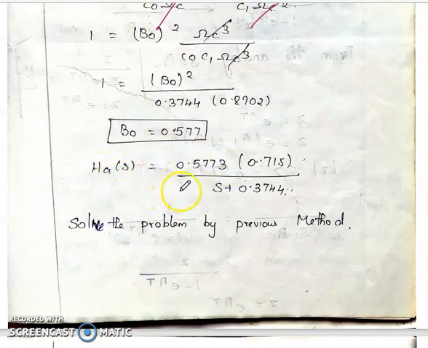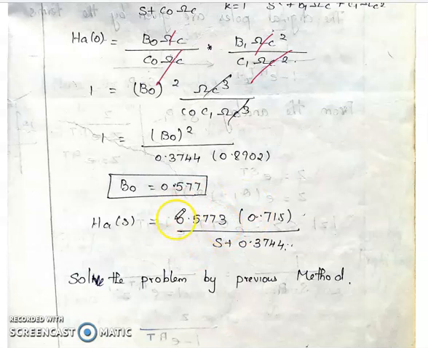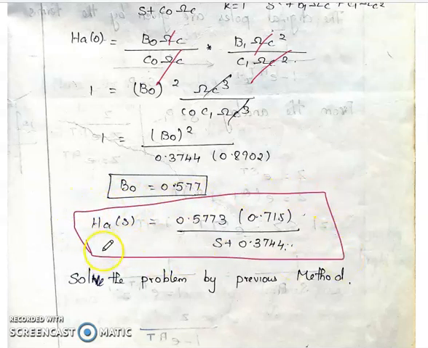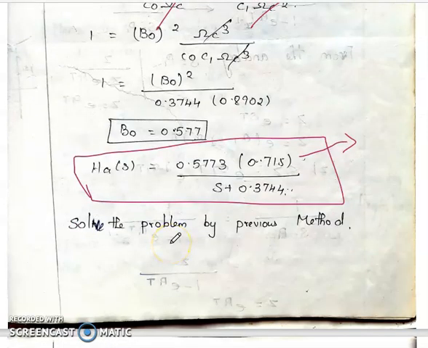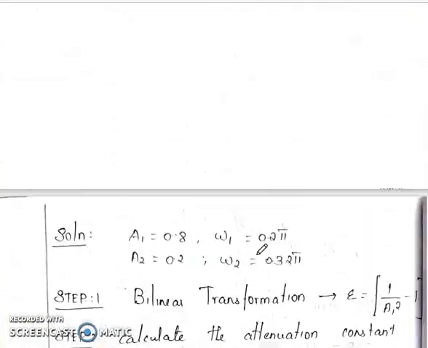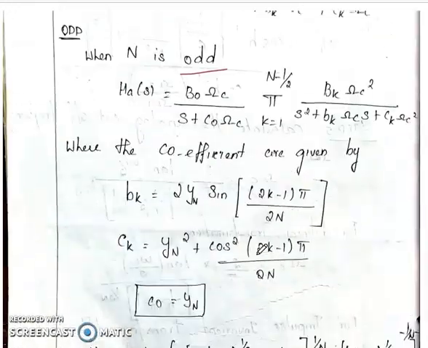So hi of s is equal to nothing but it will be in the manner of 0.573 into 0.75 plus 1 plus 0.3. Now we solve this equation in the previous manner. It will be implemented as in our Butterworth filter. So we have to convert this hi of s into h of z. Then that h of z will be converted by inverse z transformation and we draw the realization structures for this technique. We will discuss it in the Butterworth technique.